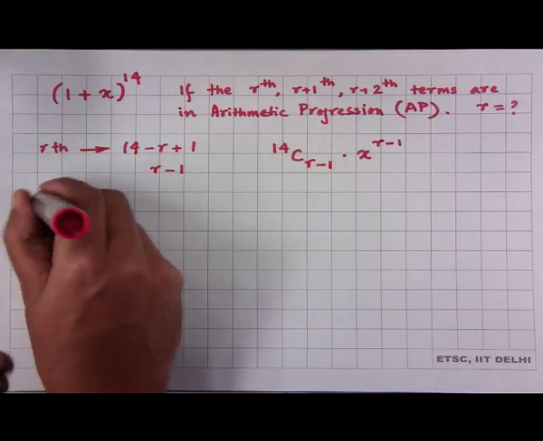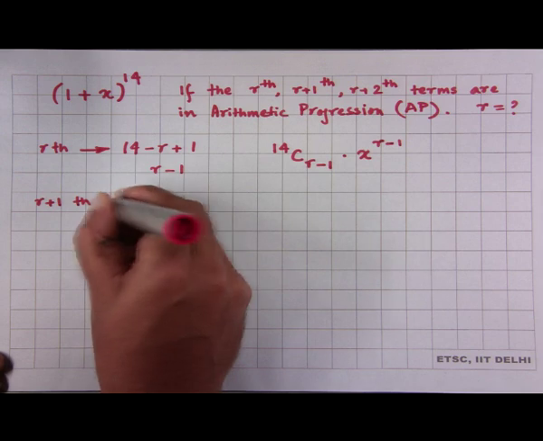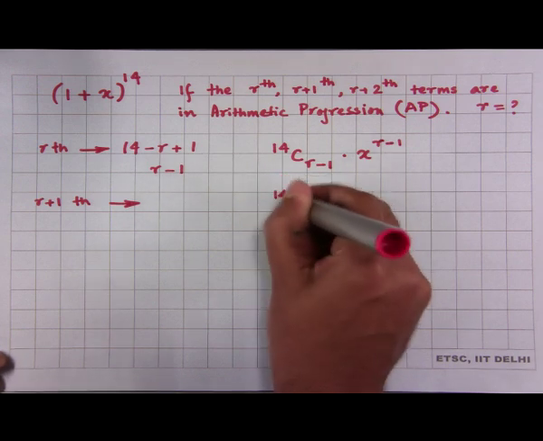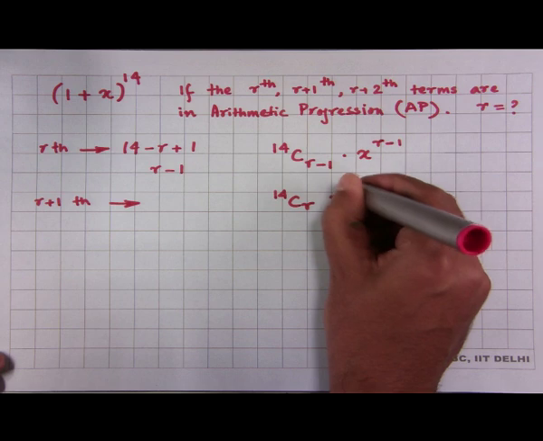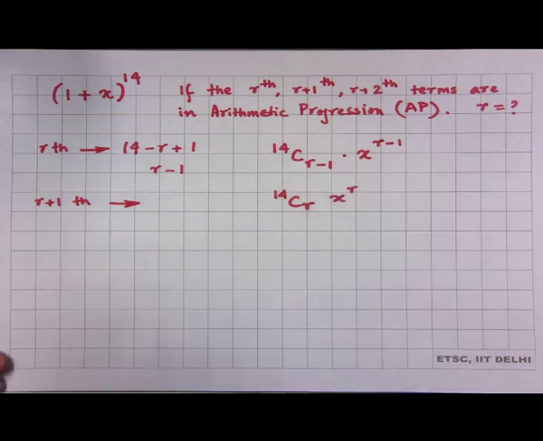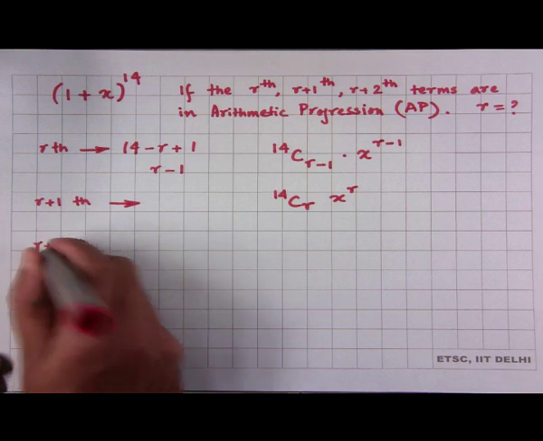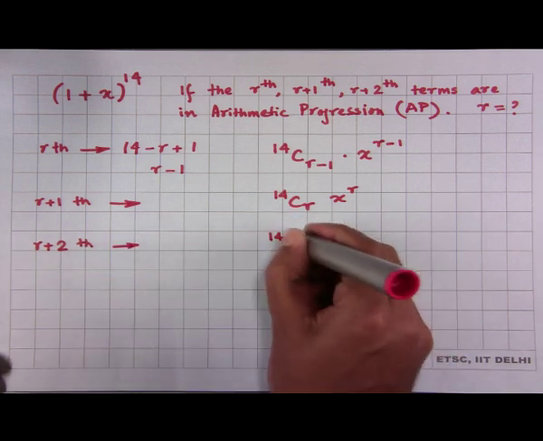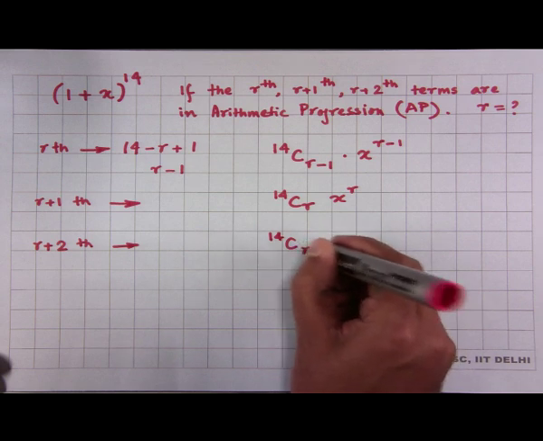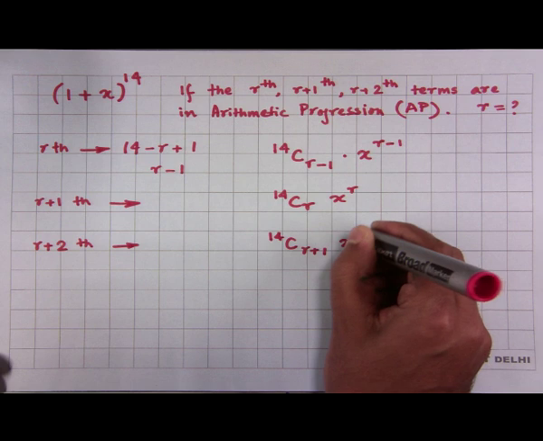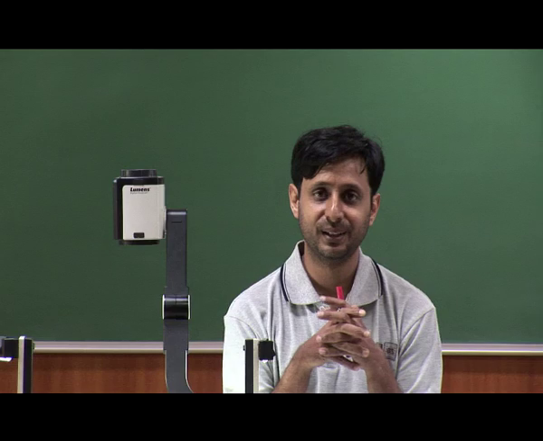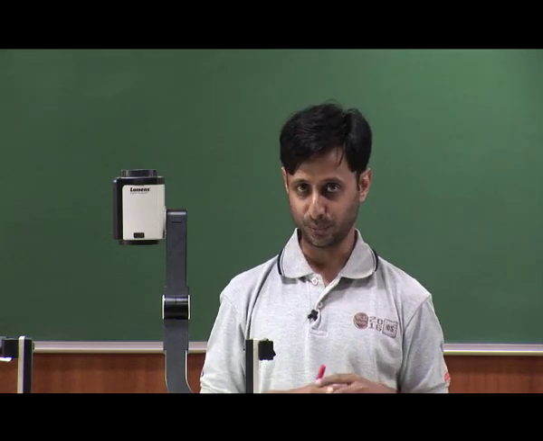Okay. Likewise, what is the r plus 1th term? It is the next term, 14 C r x power r. And what is the r plus 2th term? 14 choose r plus 1 x power r plus 1. Okay. So, he says that these 3 terms are in arithmetic progression.